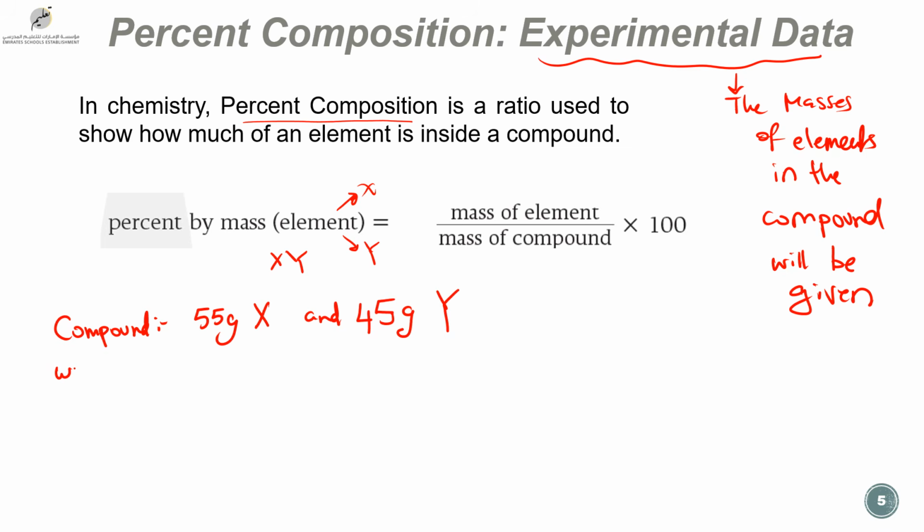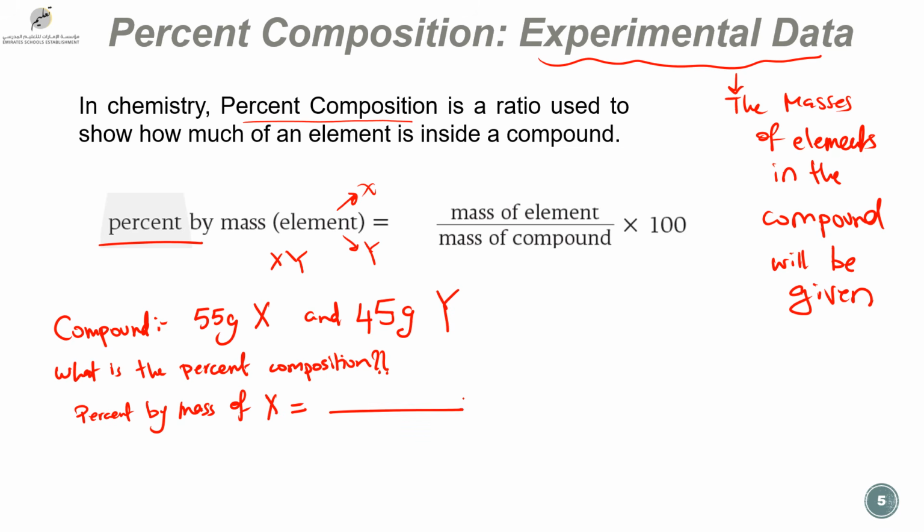So what's the percent composition of the compound? You just use this equation. First we'll find the percent by mass of X. It will be the mass of the element, which is the mass of X here, 55 grams, over the mass of the compound. So the mass of the compound is going to be the mass of X plus the mass of Y, because the compound is made of X and Y. So it will be 55 grams plus 45 grams.